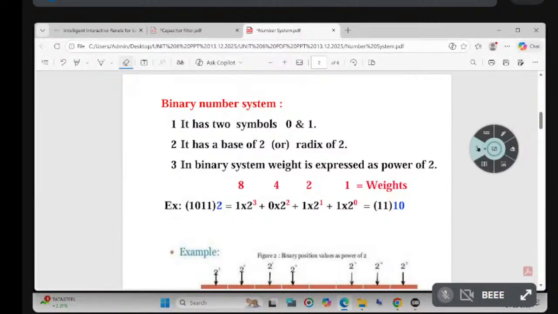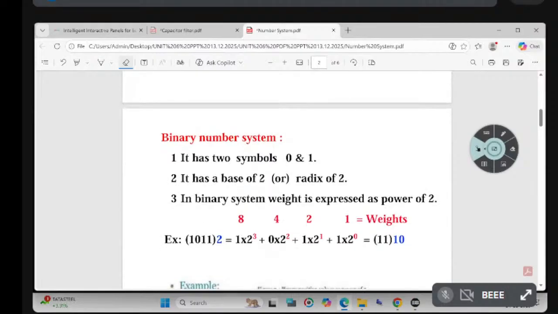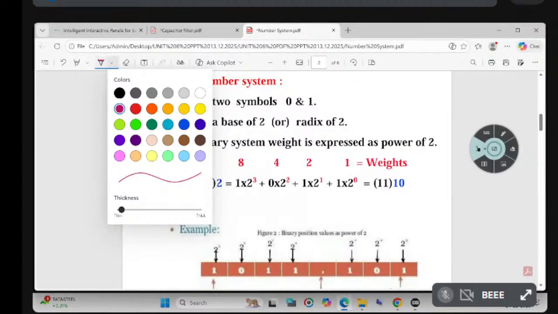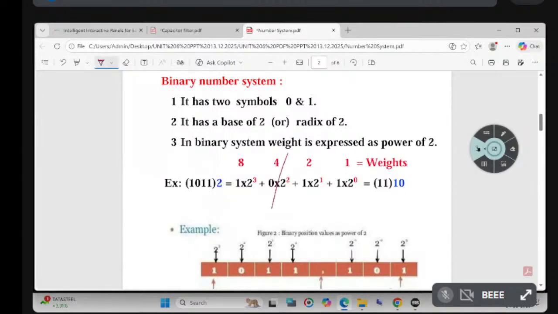Now add these three things: 8 plus 2 plus 1. This is 0. What is the answer? This is understood by humans as decimal, base 10. This is how we have to convert. What is the formula applied here?